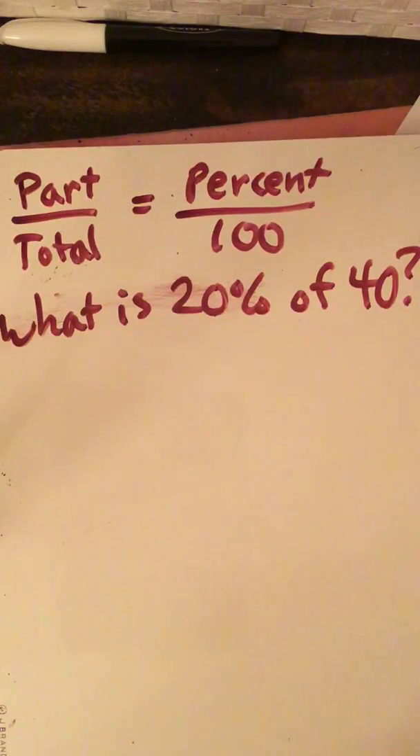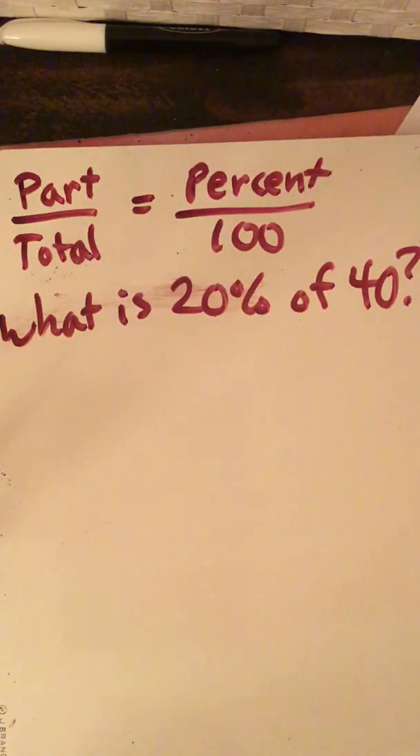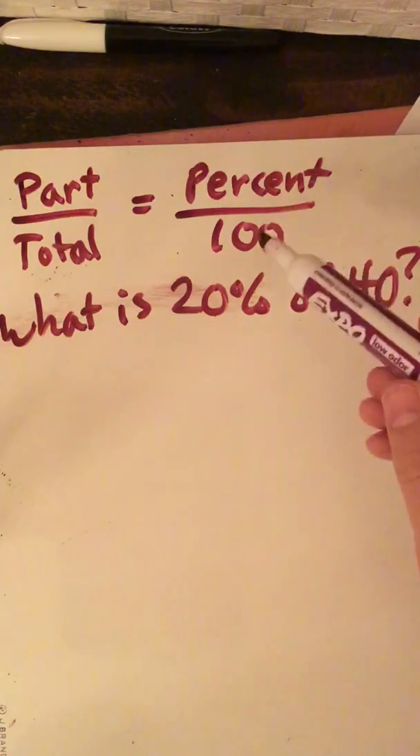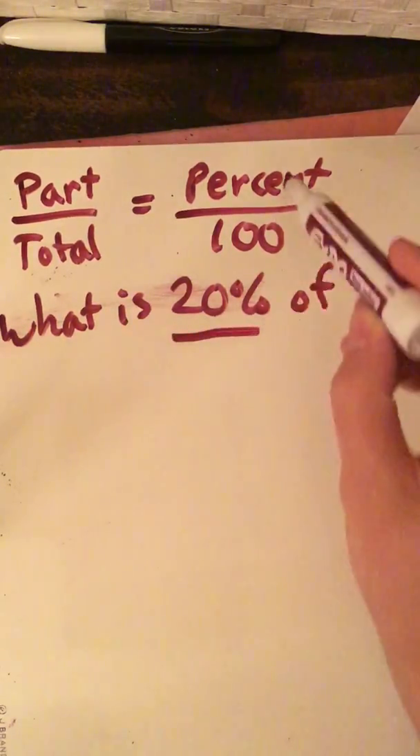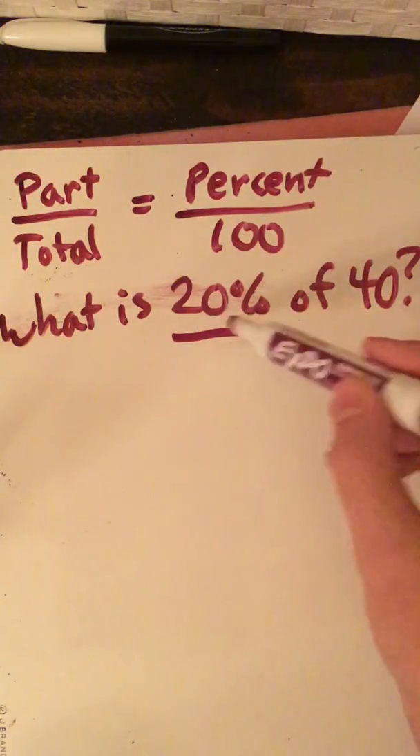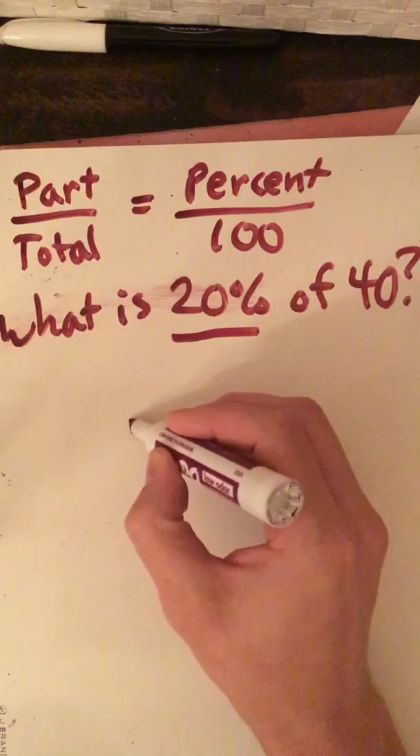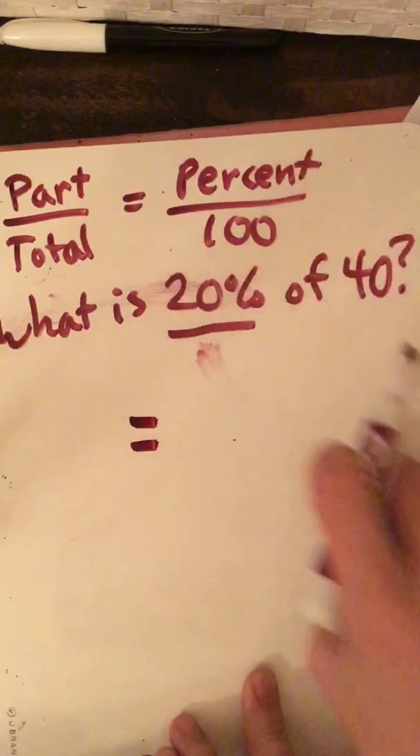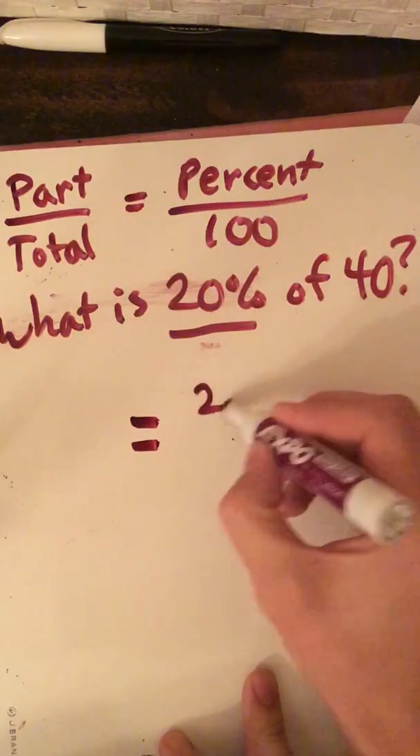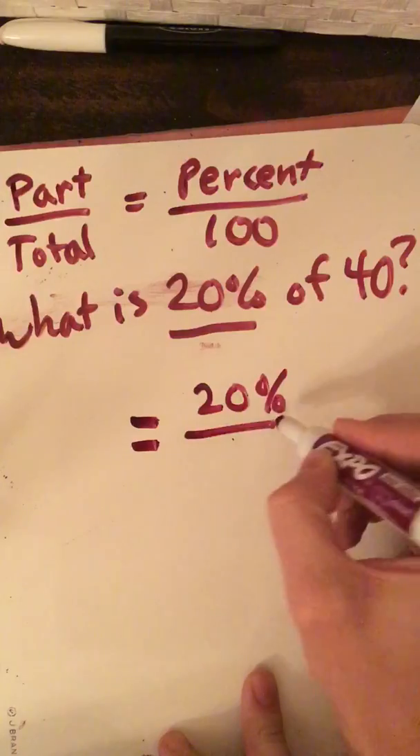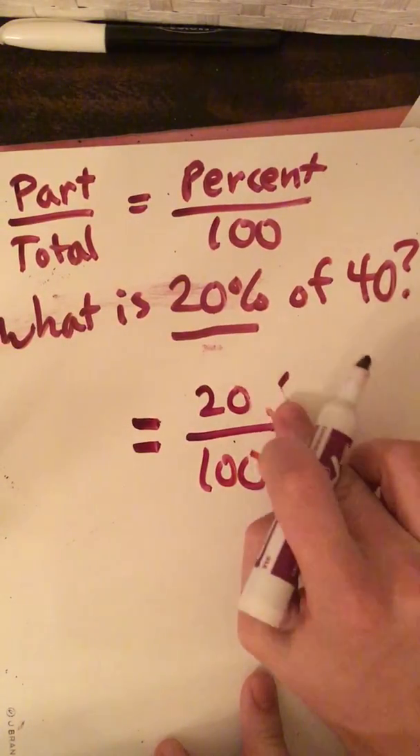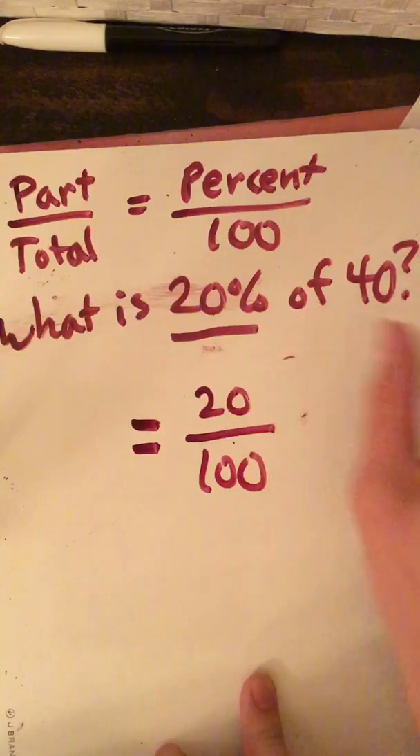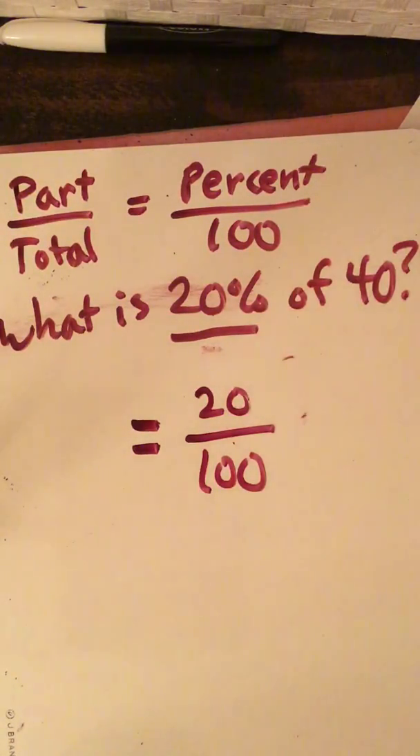And so what is 20% of 40? At the top I wrote basically how to create a proportion with percentages. We know the percent, okay? The percent is always over 100. So I can rewrite this. The percent is 20, right? 20% over 100. That still means the same thing. 20 over 100 is 20%.